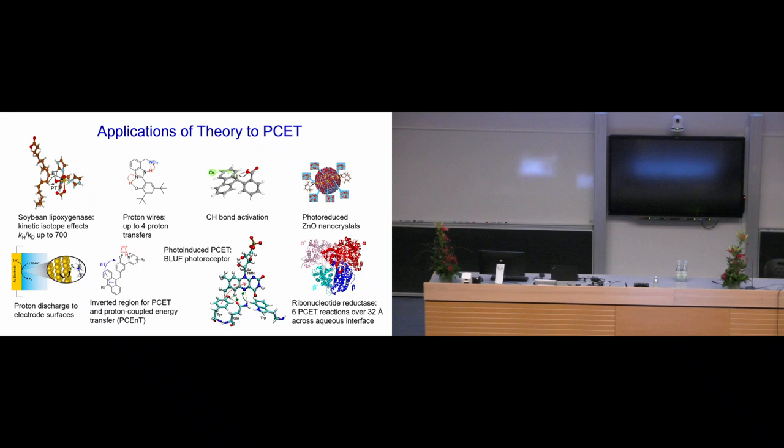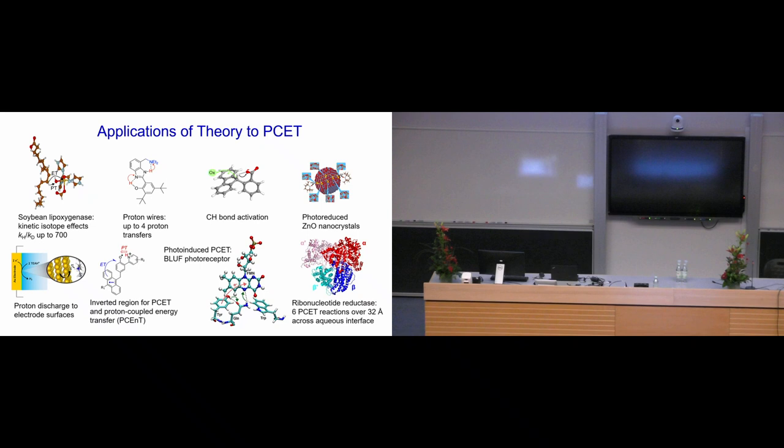We've also looked at proton wires, where we can get up to 4 protons to transfer simultaneously upon removal of an electron. This is important in bioenergetics, to translocate protons over long distances. And we've studied CH bond activation, and we've studied PCET at photoreduced zinc oxide nanocrystals. We've also studied electrochemical PCET and photoinduced PCET in these triads. The charge recombination reaction exhibits inverted region behavior, where the thermodynamically more favorable reaction is actually slower. And this was done in collaboration with Leif Hammarström's group here at this university.